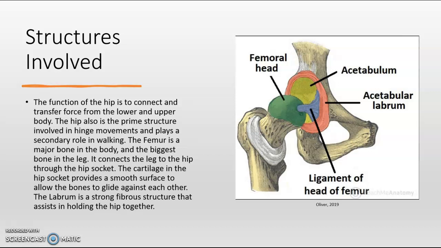If you look to the right, there's the anatomy of the hip there. That is a right hip. The femoral head, the acetabulum, the acetabular labrum, and the ligament head of the femur all play the role there in holding everything together, allowing you to walk, sit, hinge, etc.